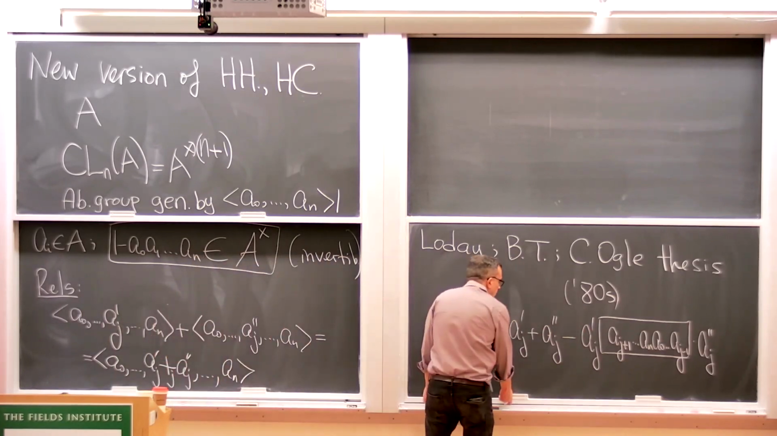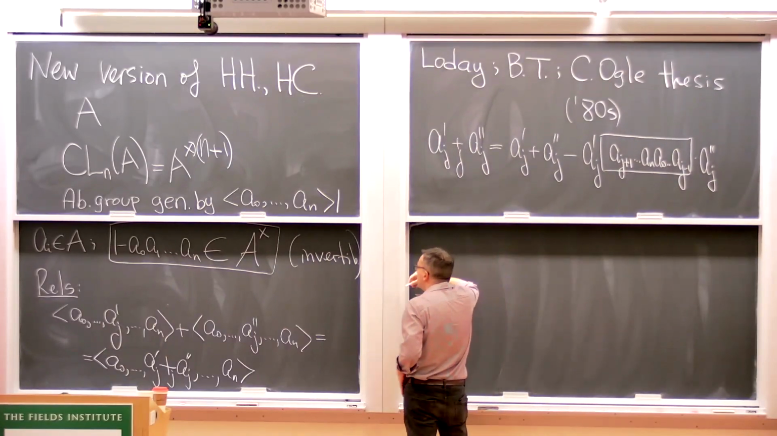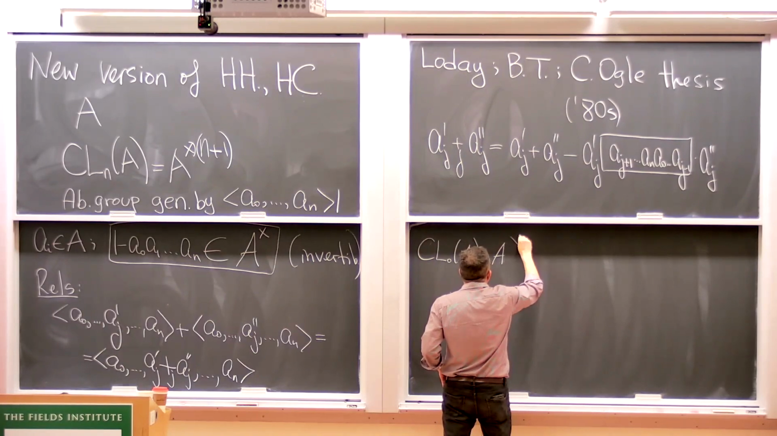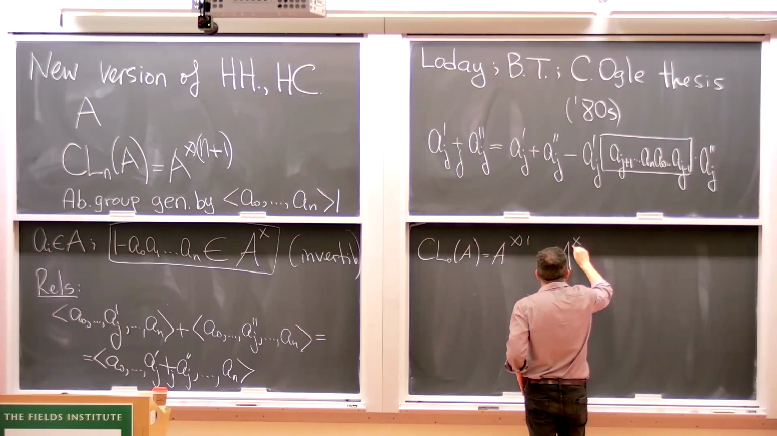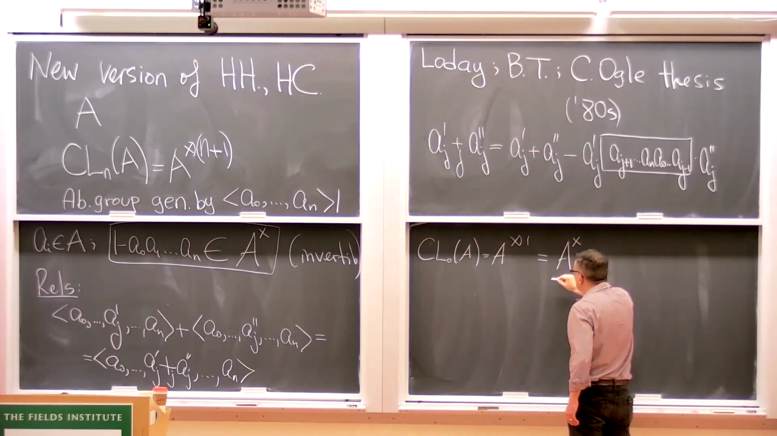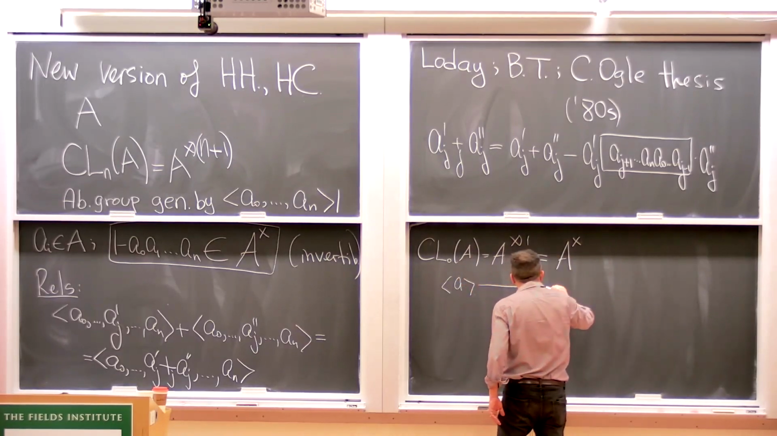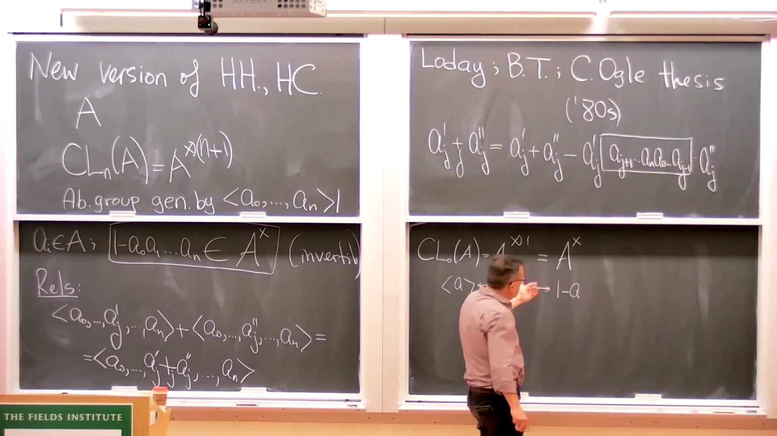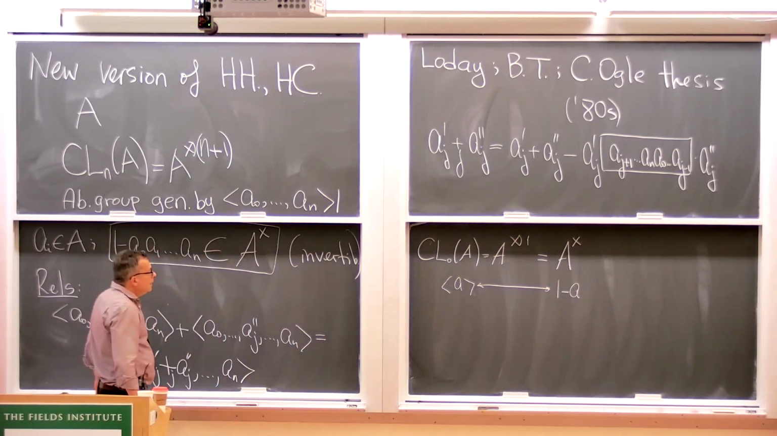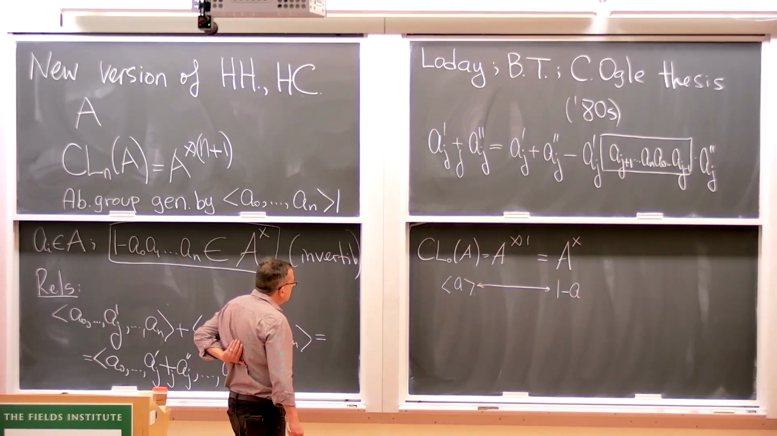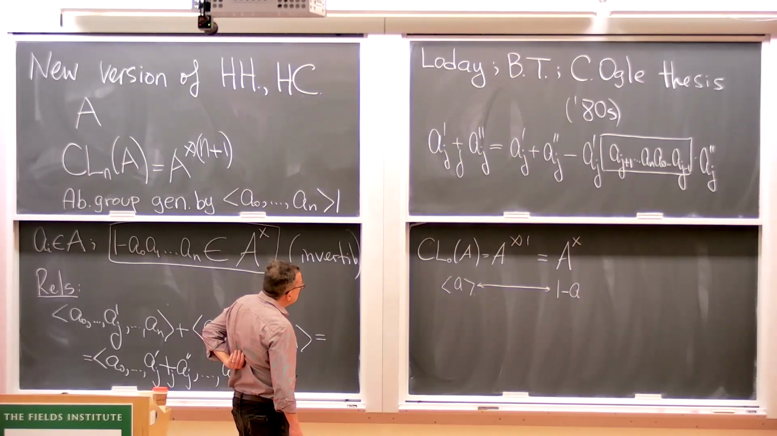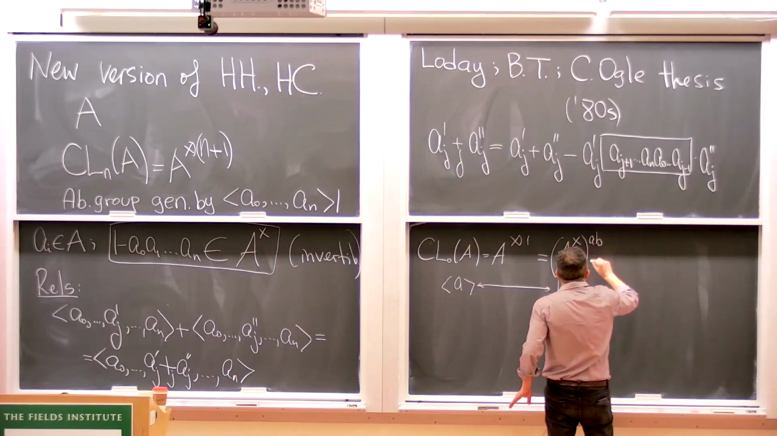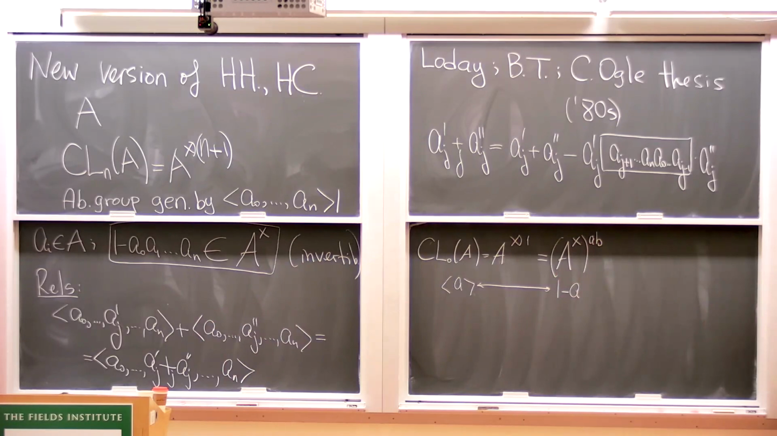Okay, and then in particular, A1 is the multiplicative group. Ah, well, abelianization of the... it's kind of a provisional definition. It's a provisional definition, so this will be the abelianization of the multiplicative group.